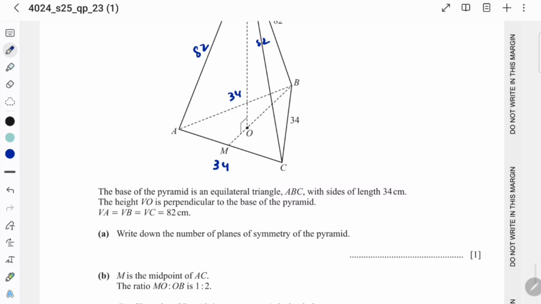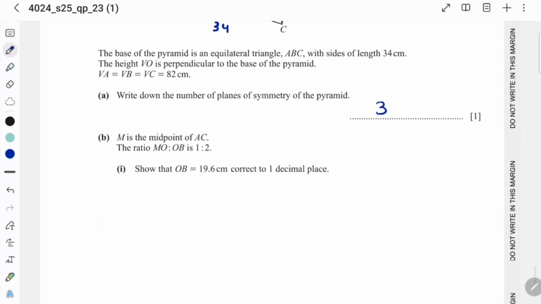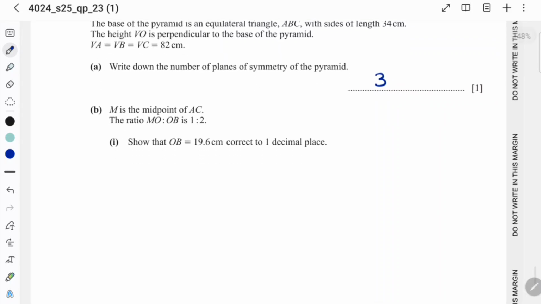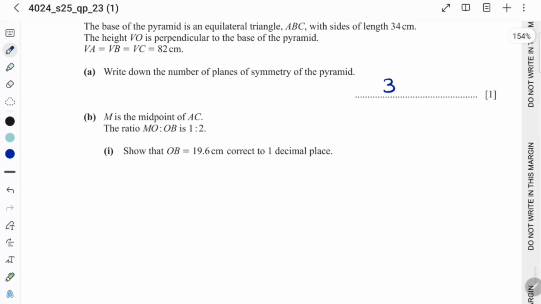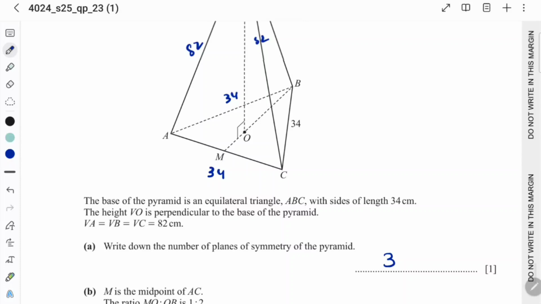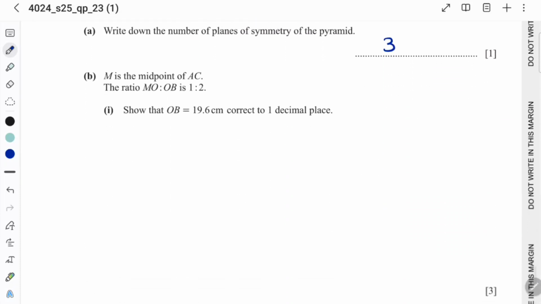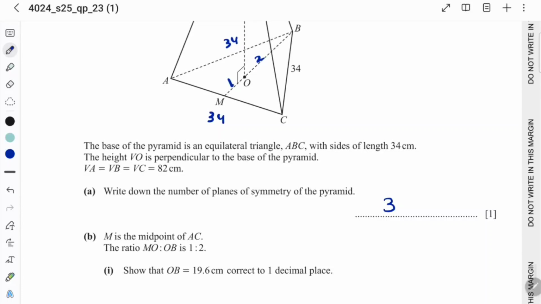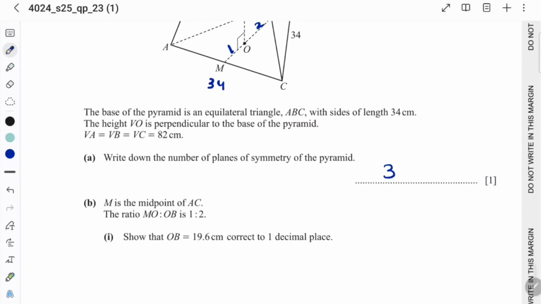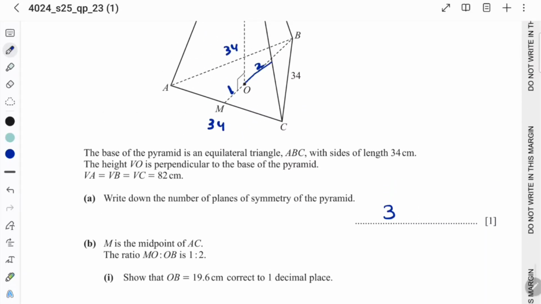As you know, an equilateral triangle has three equal sides and three lines of symmetry, so the planes of symmetry will also be equal to 3. M is the midpoint of AC. The ratio MO to OB is 1 to 2. Show that OB is 19.6. So OB is 19.6. This one we have to show.